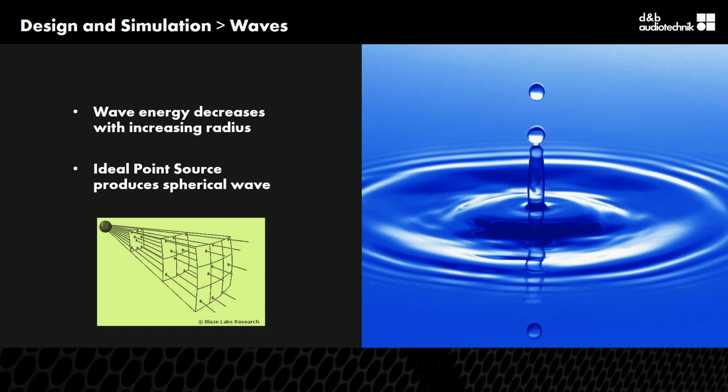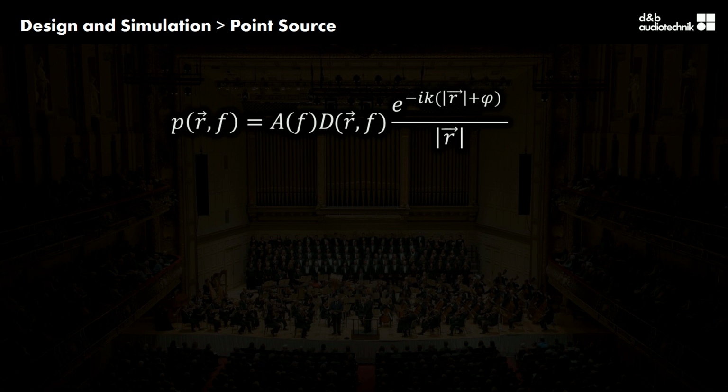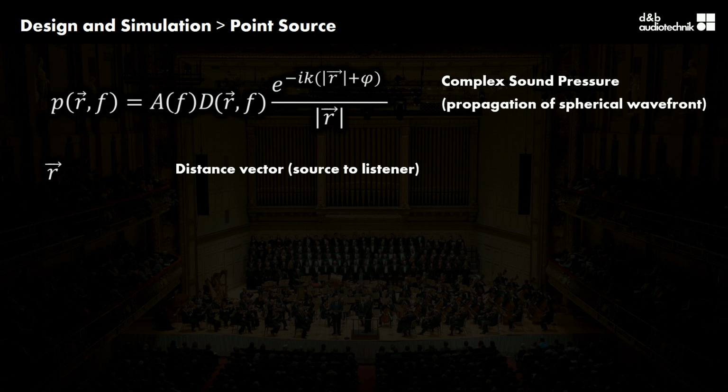So let me throw an equation at you. This is how the complex sound pressure is calculated at a specific point source at frequency f and distance vector r. So r is the distance between the source and the listening point that we're interested in. And we already see from this equation that r is at the bottom of the equation, so it's inversely proportional to the resulting sound pressure. Makes sense, right? Like the wave in the water, as the distance increases, the energy at a specific point decreases.